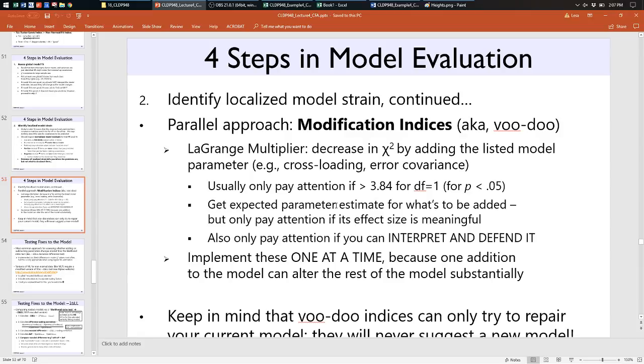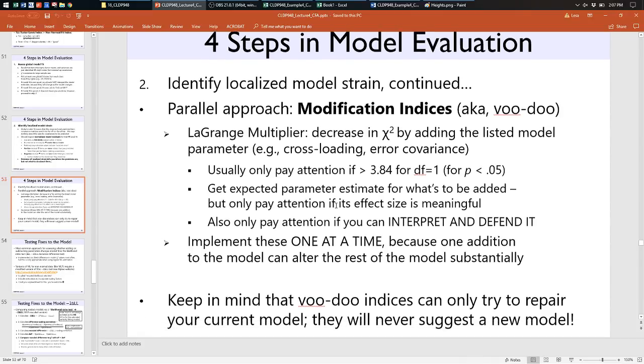So that's the next slide here. The higher the number, the number in that first column is how much your chi-square value would go down, how much taller you can make H0. So the expected change in the chi-square.